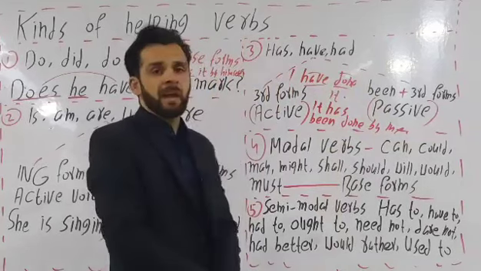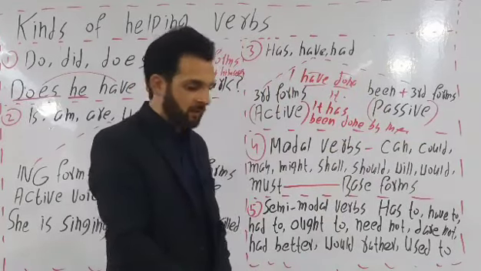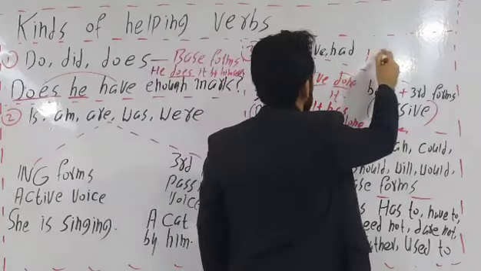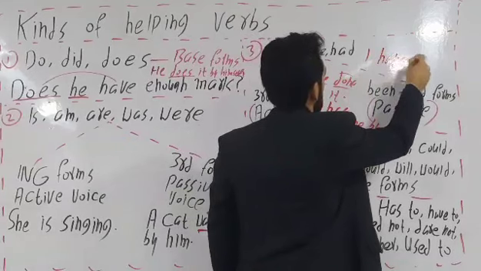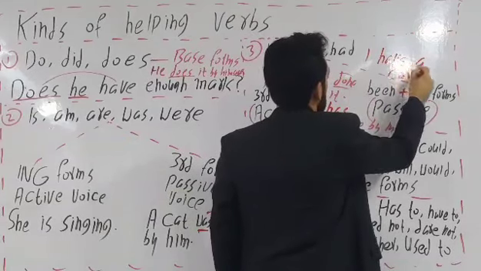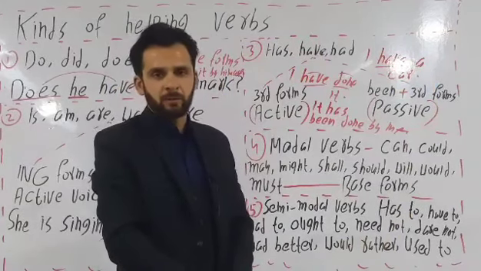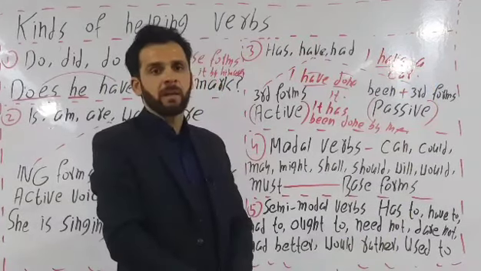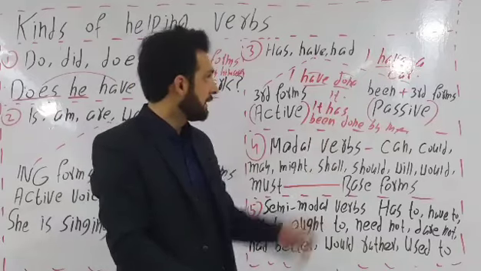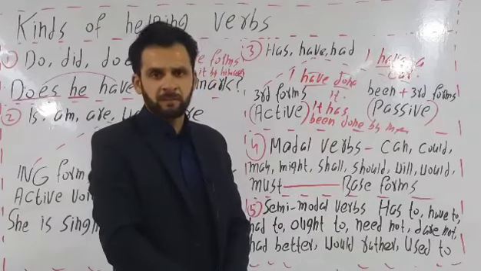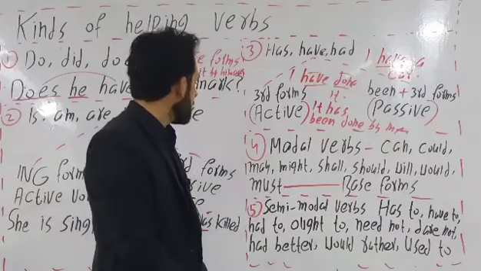Again, has, have, had can be main verbs. For example, I have a car. Here have is a main verb, not an auxiliary verb, because it is not followed by any other verb. Here it is a pseudo transitive verb, a main verb.